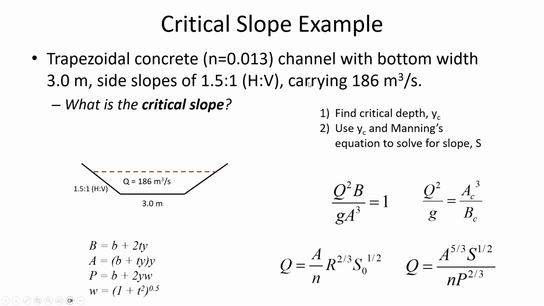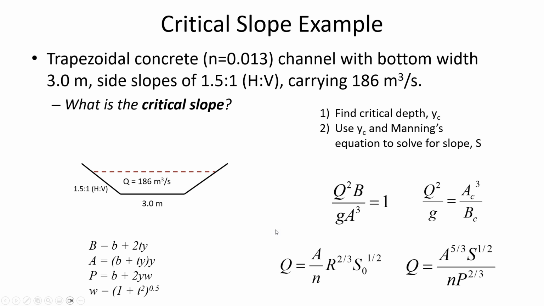So we're going to find the critical slope by doing 2 different steps. First of all, finding the critical depth using this expression. So find out what is the critical depth. And then once we know the critical depth, we're going to use Manning's equation to find out what is the slope associated with that. And here, the n value that you should use is 0.013. So it's concrete. That defines the n value.